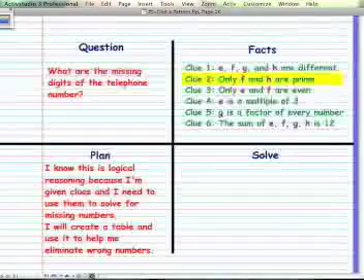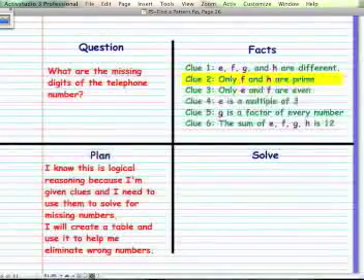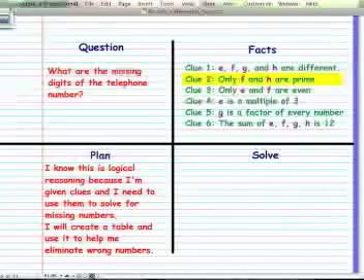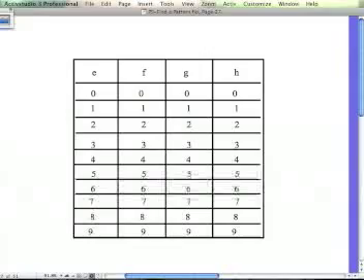Clue 2. Only F and H are prime. Well, I know prime numbers only have 2 factors, itself and 1. That tells us that we can eliminate all of the numbers under F and H that are not prime. So we're going to go ahead and cross all of those numbers off, and the only ones we should have left underneath F and H are 2, 3, 5, and 7 because those are the only prime numbers.